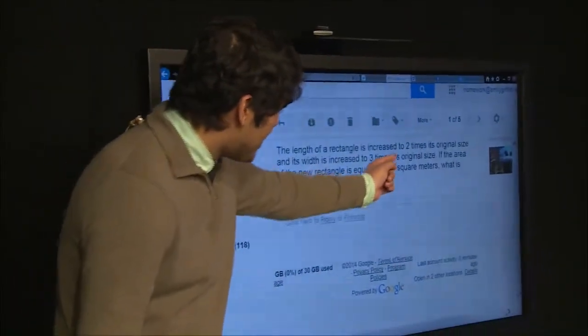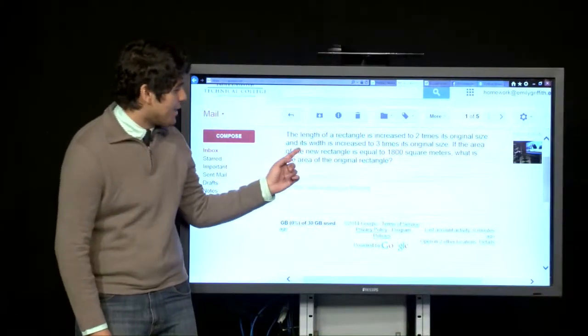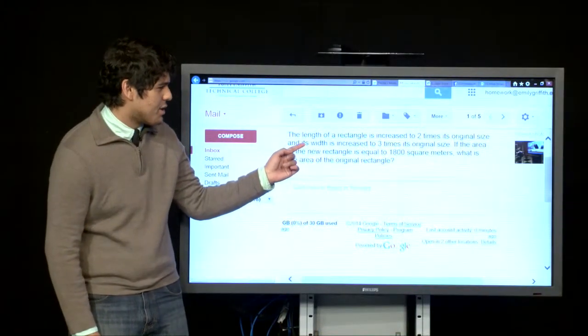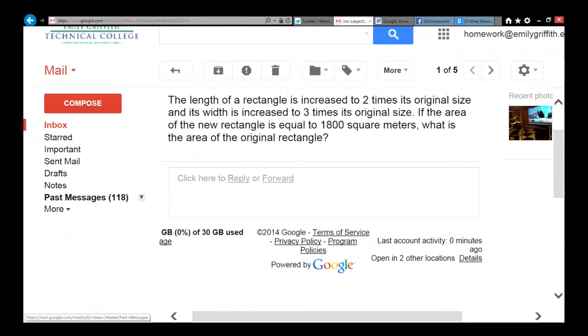It's a math question. The length of a rectangle is increased to 2 times its original size, and the width is increased to 3 times its original size. If the area of the new rectangle, the one that's been increased, is equal to 1,800 square meters, what is the area of the original rectangle?